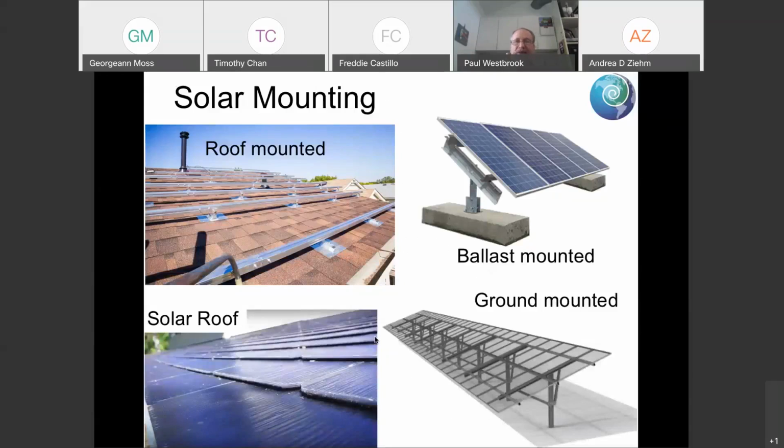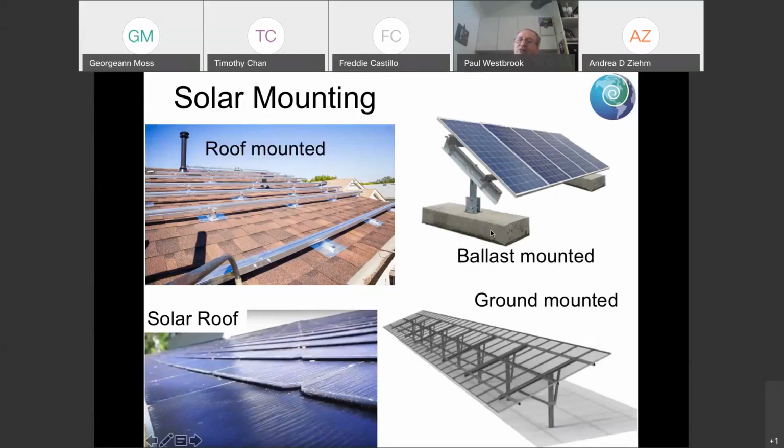Now, how do you mount these? Well, there are several approaches. Roof mounted will often use some screws into the shingles, some waterproofing, and then rails are put on top, and the panels are mounted on the rails. Ground mounted systems will have poles in the ground with these rails mounted on those.